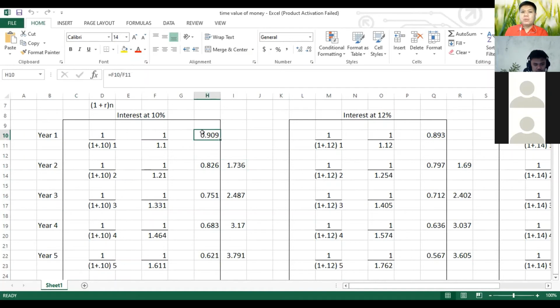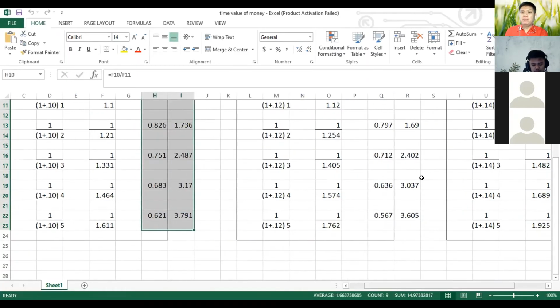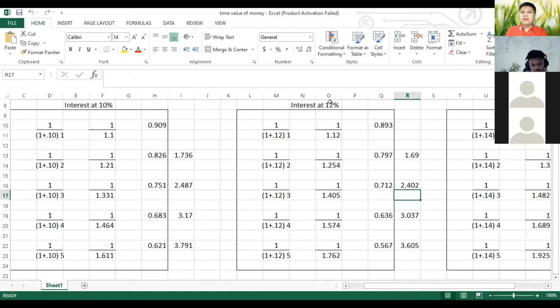So let's say, for example, I want to know the sum of these three. So the answer is 2.487. So I want to know the sum of these four. So the answer is 3.17, and so on and so forth. This now becomes 3.791. Okay, so this is the one for 10%. So these are the numbers that you see in the table. All right. Normally, if you have a management accounting book, the table is presented in the appendix section. Okay. So what if I have 12%?